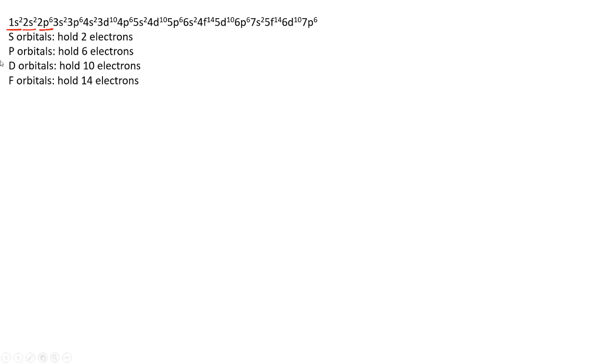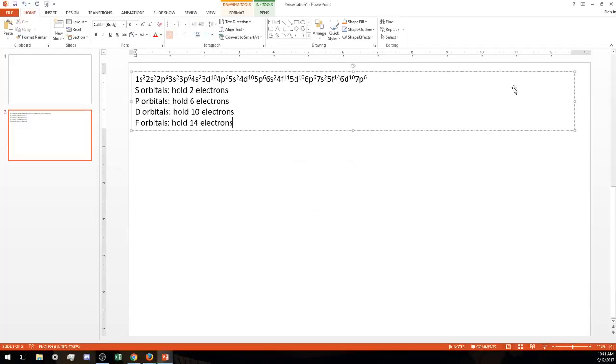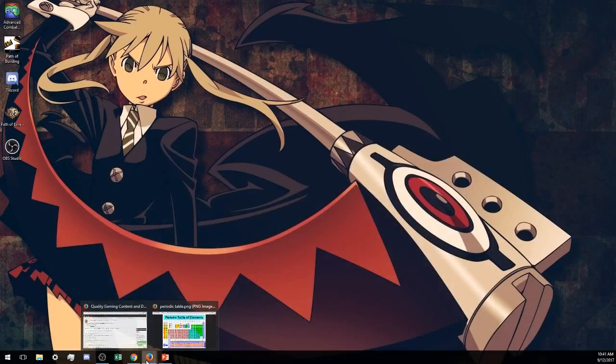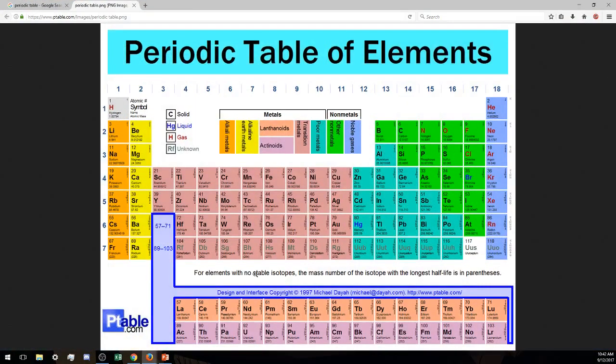One way to help learn this is actually to look at the periodic table itself. If we look at the periodic table itself, we can divide it into 4 sections.